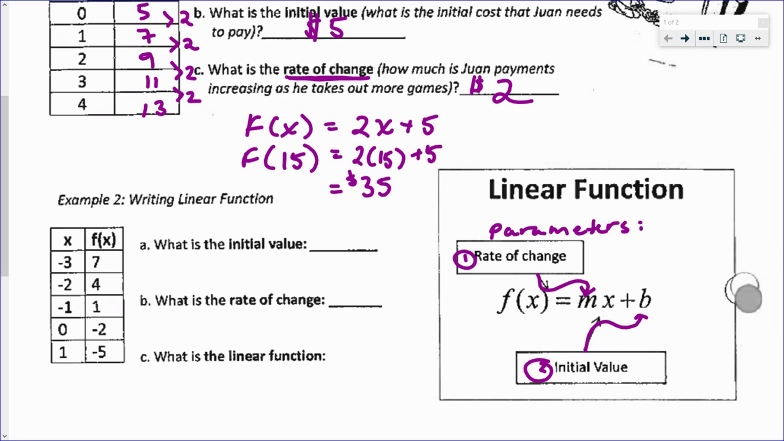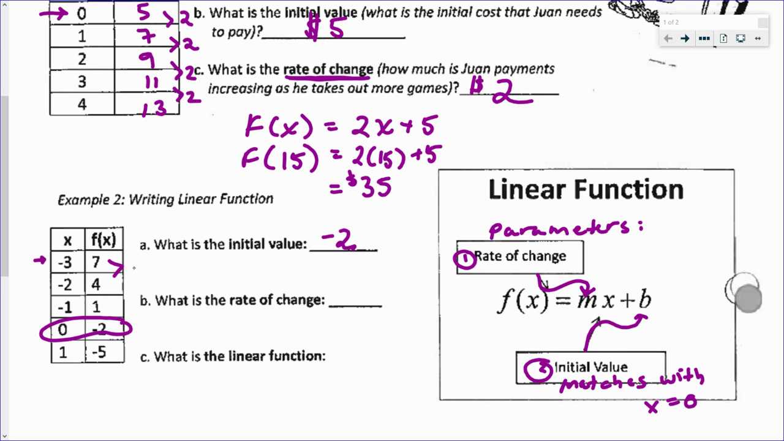So the initial value is always what matches with x equals 0. So let's actually write that over here. So this is what matches with x equaling 0. So in this table, sometimes people think 7 is the initial value because it's the first one of the table. But it's not, because it's not what matches with 0. What matches with 0 is -2. So that's the initial value.